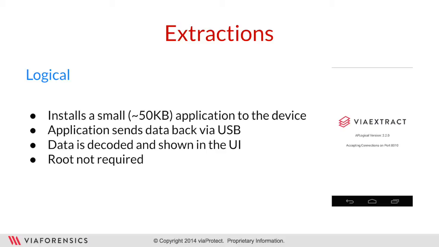What this does is it gets installed onto the device, and then it communicates with the device and asks for certain key data types, and then this data gets sent back over USB to viaExtract, and then viaExtract receives that data, decodes it, and then shows it in the UI. One key feature for this type of extraction is that root is not required.